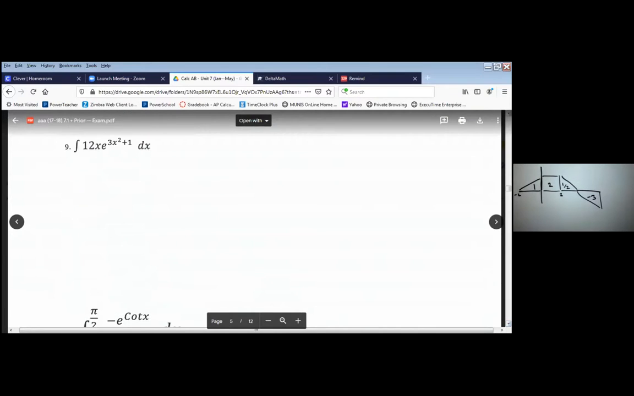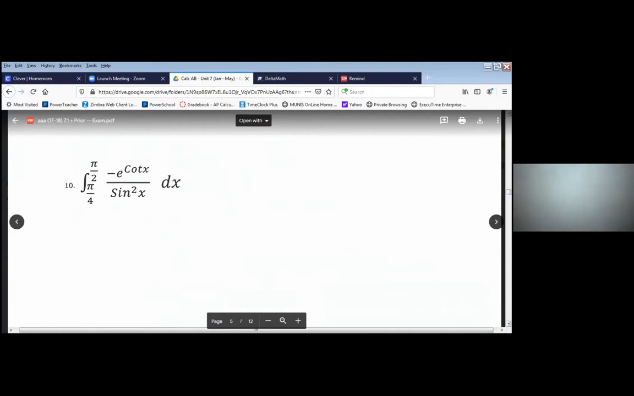This is just more substitution. So let me see what else is on this test here. 9 is substitution. 10 is substitution. 11 we need to talk about. So is everybody good on 9? Just 3x squared plus 1 is your U, and you go through the problem. You should be good on substitution by this point. All right, let's go ahead and talk about 10 because that problem's a disaster. So we'll go through 10 and then 11.